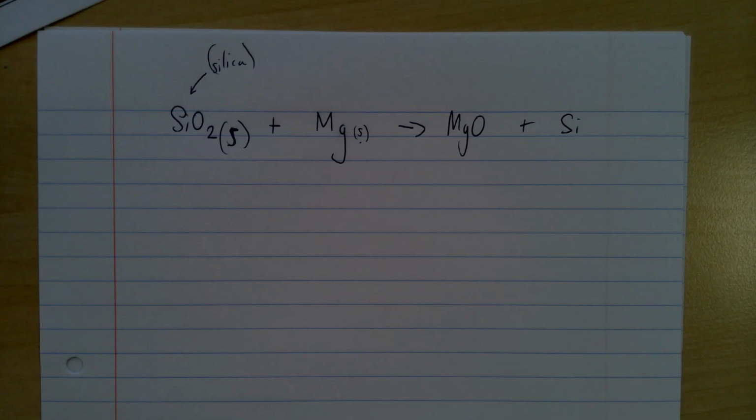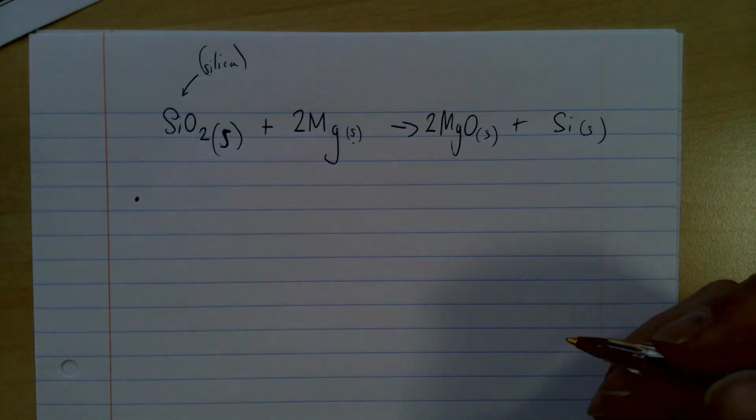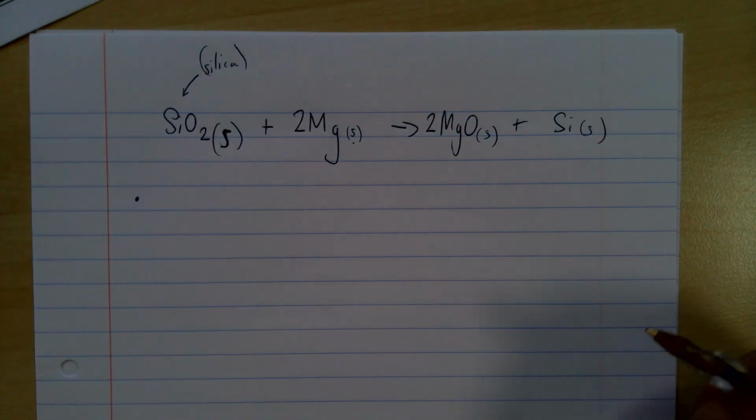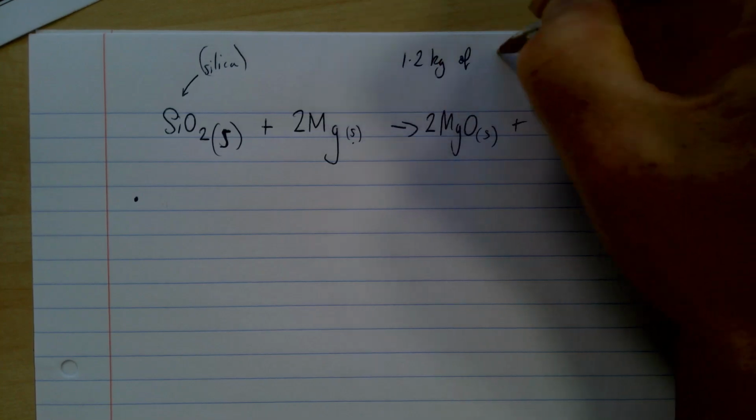So let's do that, shall we? So that's it then, balanced, making sure we've got the same number of magnesium, silicons and oxygens on both sides, which I think I have there. And let's say the question is the exam question I've got in front of me. How many grams of magnesium are required to reduce 1.2 kilograms of silicon dioxide?